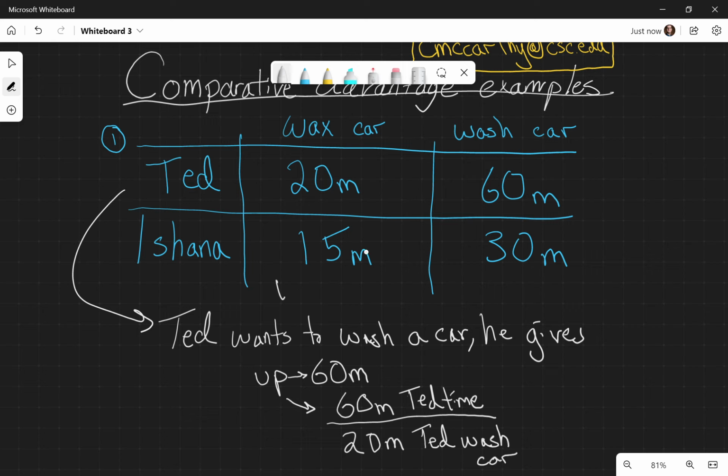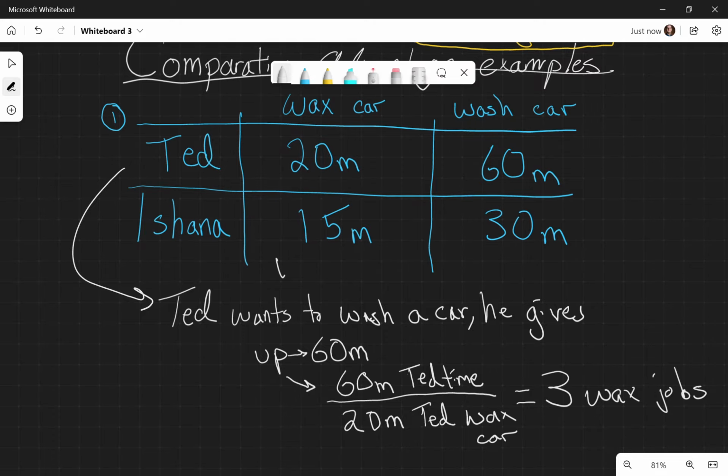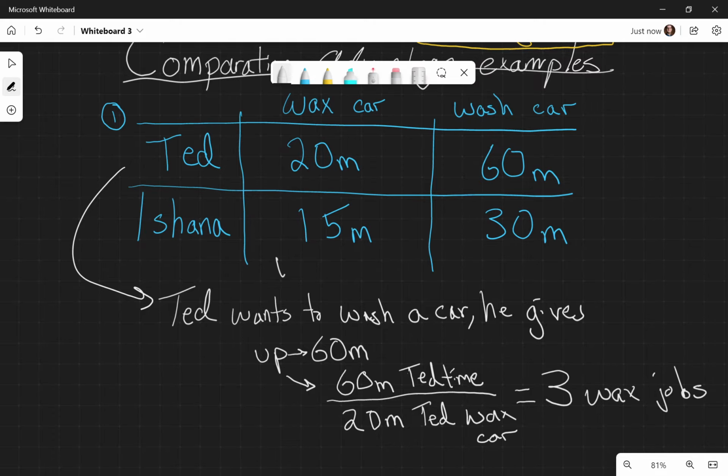So this is going to be what? 20 minutes for Ted to wax a car. So this is going to be 3 waxings, 3 wax jobs. So Ted's opportunity cost for washing one car is 3 wax jobs.